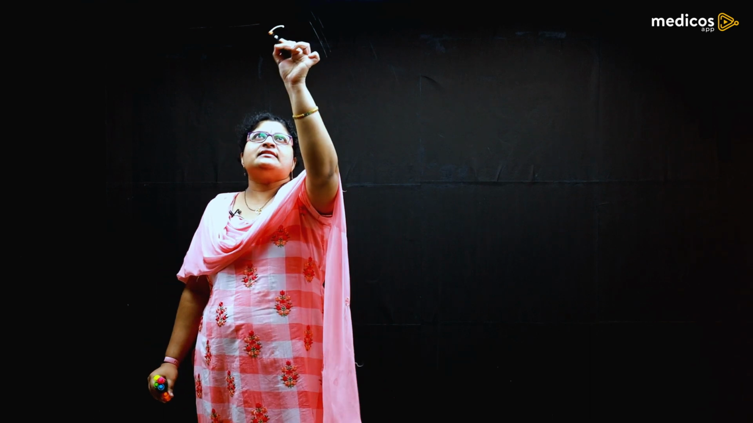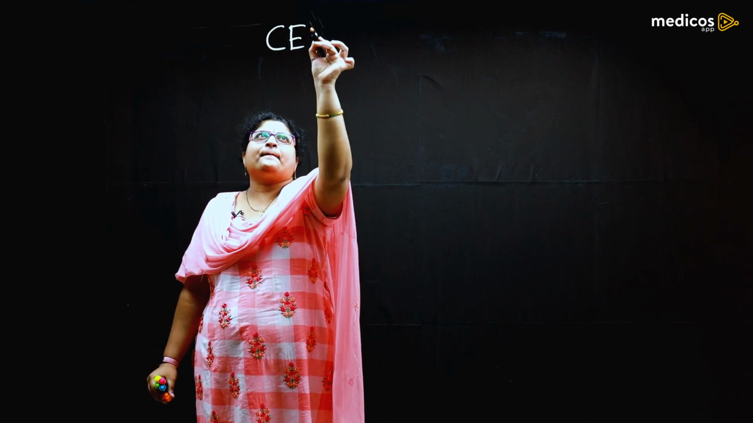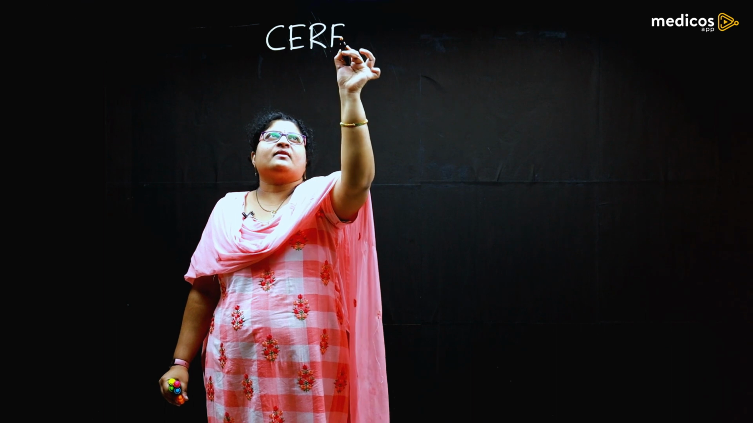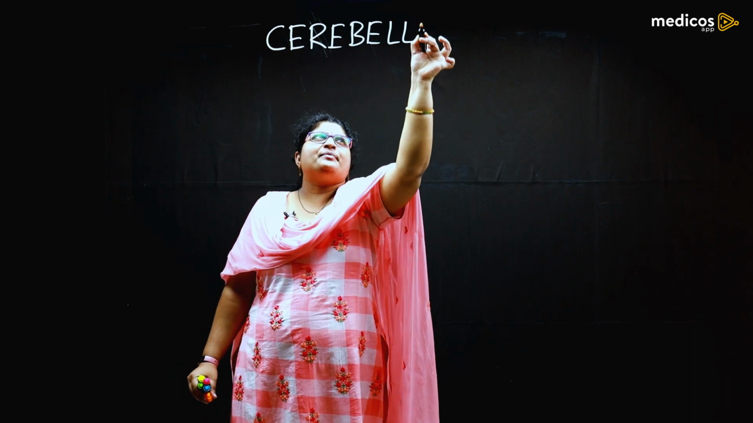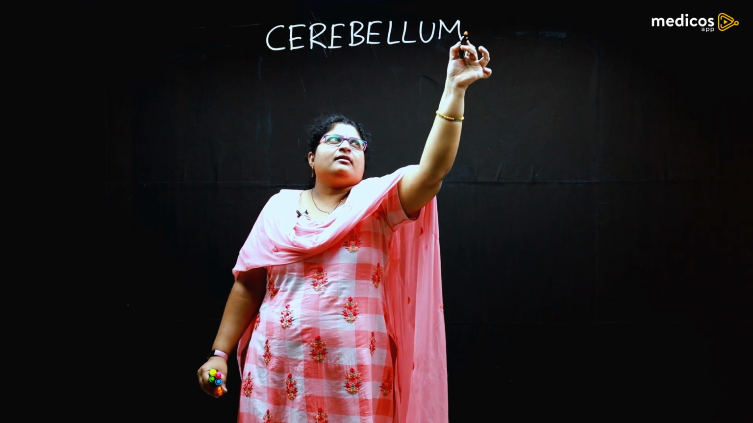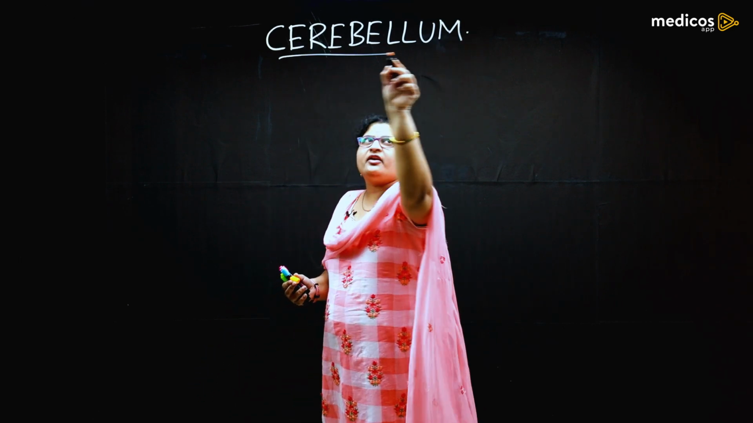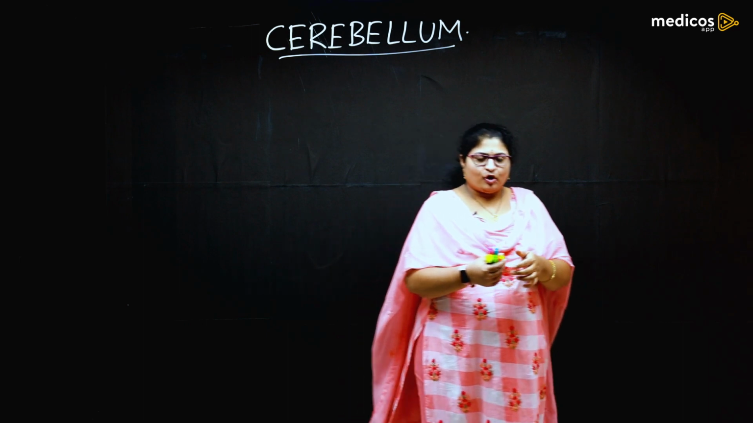the chapter of central nervous system. Today in this session we are going to discuss a topic called cerebellum. Okay, cerebellum. So you all know it is considered as little brain, and this topic we are going to discuss under the following methods.